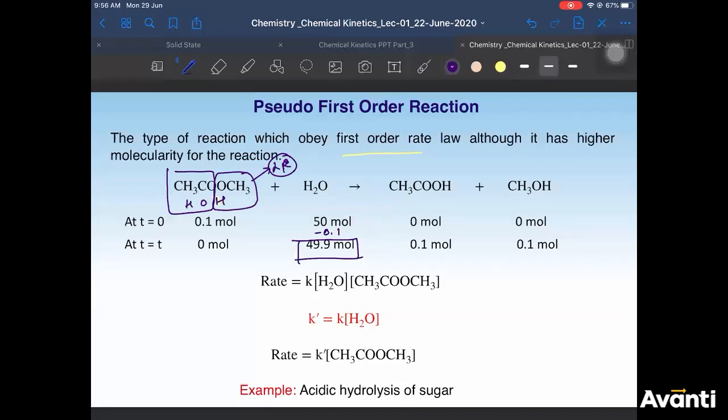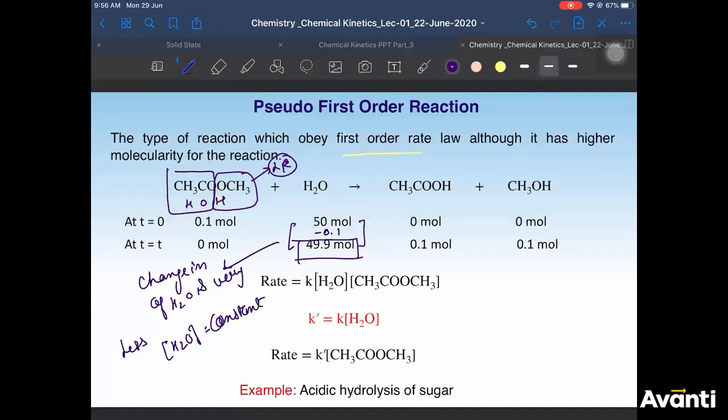So the change in concentration of water is very less. So we can say concentration of water is constant. So if water concentration is not changing, will your rate depend upon water concentration? Answer is no. So when you write the rate, you write rate as K times reactant concentration. That means concentration of water and concentration of CH3COCH3. But just now I told you that water concentration will remain constant.